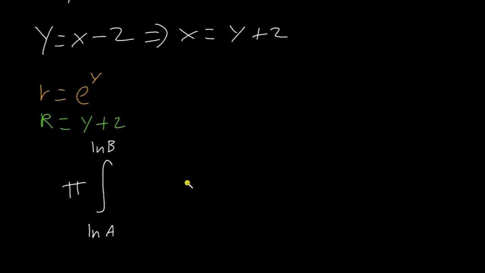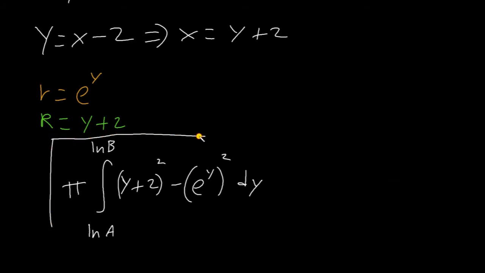I think it's easiest. So we have this, and then it's still going to be big R squared minus little r squared. So we'll have big R, which is y plus 2 squared, minus little r squared, which is e to the y squared. And instead of dx, it's going to be a dy, since everything is in terms of y. Okay, so they didn't want us to solve for it, they just wanted us to write the expression. So that's going to be our final answer.